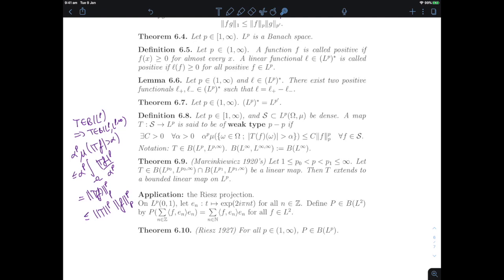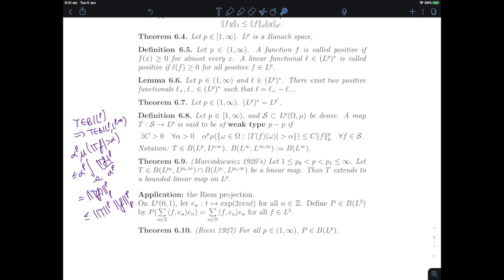Okay, so let's see an application of this interpolation technique. An application due to Riesz about the boundedness of what we now call the Riesz projection. All right, so we're going to be working on L^p of (0,1), and we're going to be working with Fourier series. So we're considering the map, and there's a tiny bit of complex analysis here, but very little. More complex numbers than complex analysis, really.